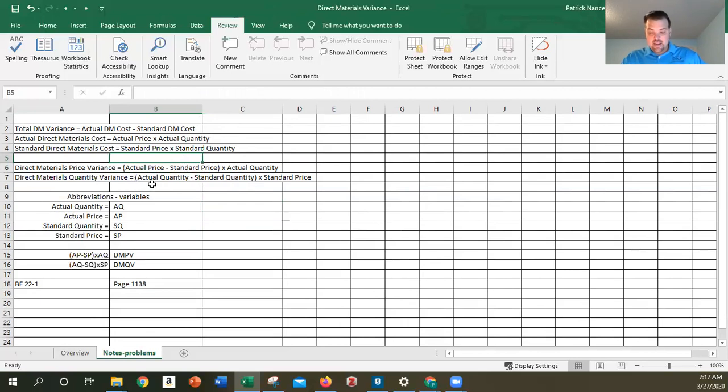It goes on to say that the actual quantity used for the jeans, and this would usually be a given number. In some way you'd be able to either find it or it would be a given number. And it gives us that the actual quantity used was 7,300 yards. So as it shows in the book, I can take the $5.50, the actual price, minus the standard price of $5, times the actual quantity, 7,300 square yards, to get a $3,650 unfavorable variance.